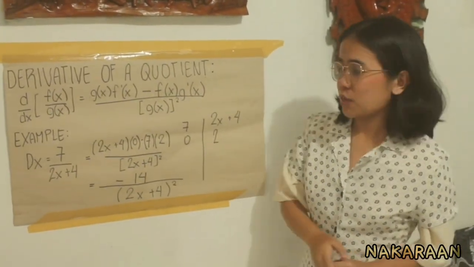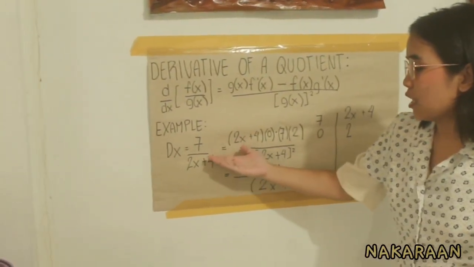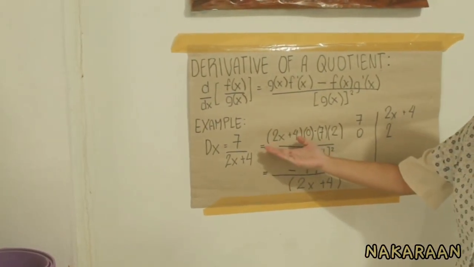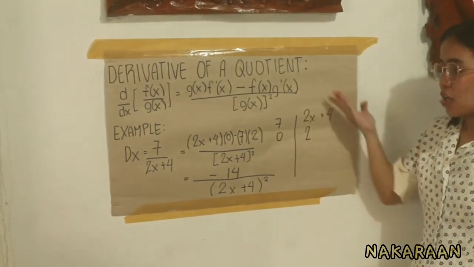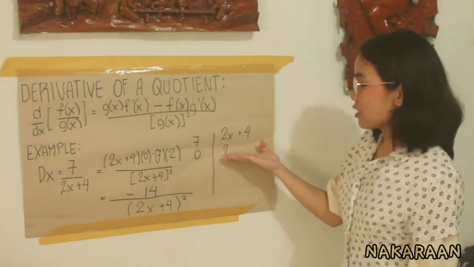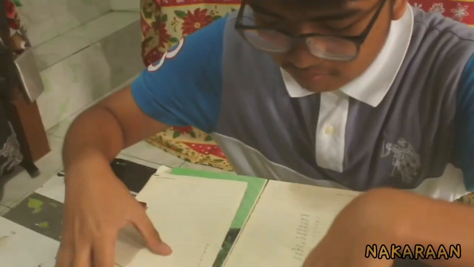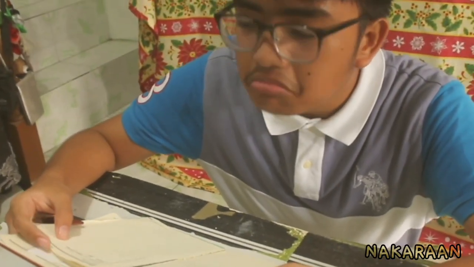Well, it's actually pretty simple. It's just a bunch of substitution. So we have the given d/dx of 7 over 2x plus 4. First we need to get the derivative of 7 and 2x plus 4. The derivative of 7, applying the constant rule, is 0. For 2x plus 4, we have 2, and 4 is cancelled due to the constant derivative rule. And that is the final answer.